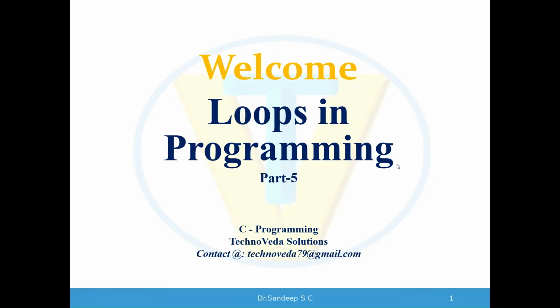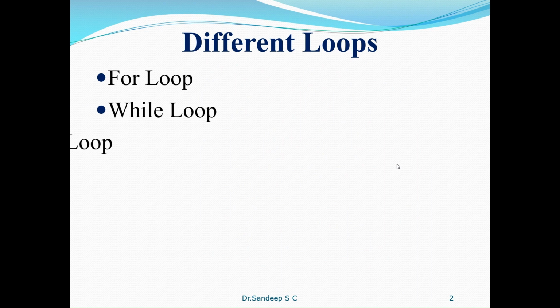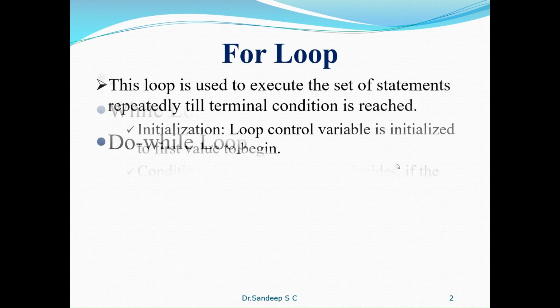In this video, we'll discuss loops in programming. So let's begin. The different loops we have in programming are the for loop, while loop, and do while loop. These are the three important loops we'll be using in programming in both C as well as C++ languages. So we'll see each one of them one by one.